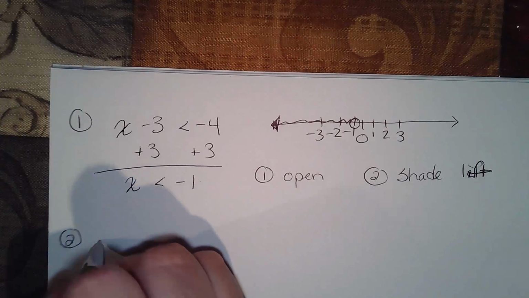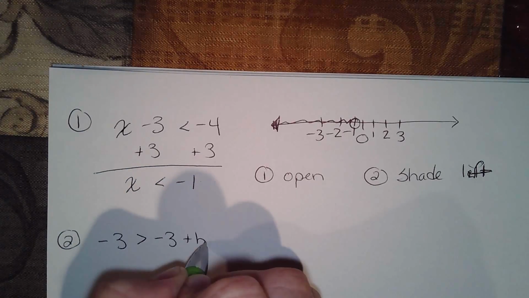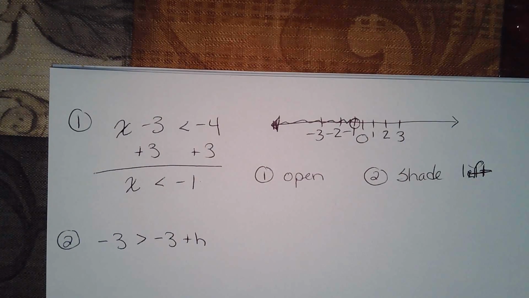So we have negative 3 is greater than negative 3 plus h. So we're going to take that and do our 3 steps. Go. Check back in a few moments.